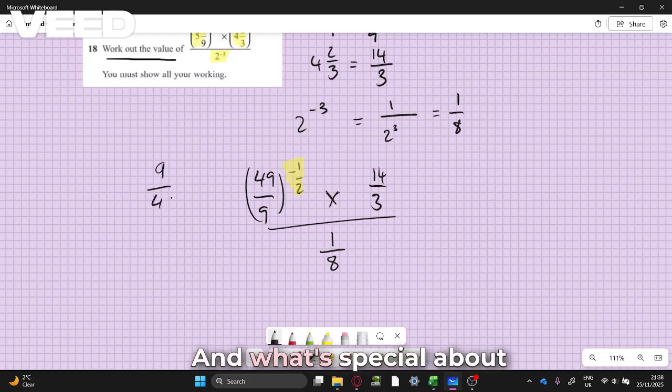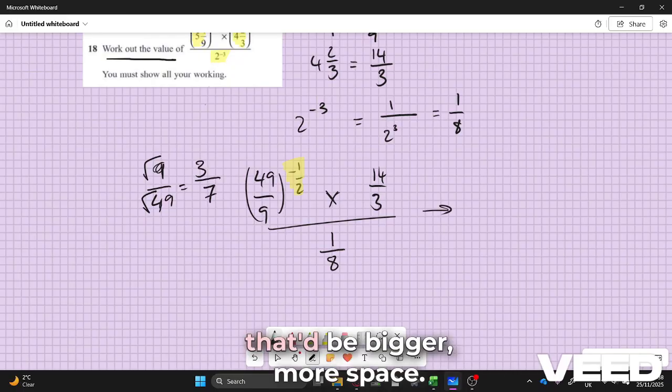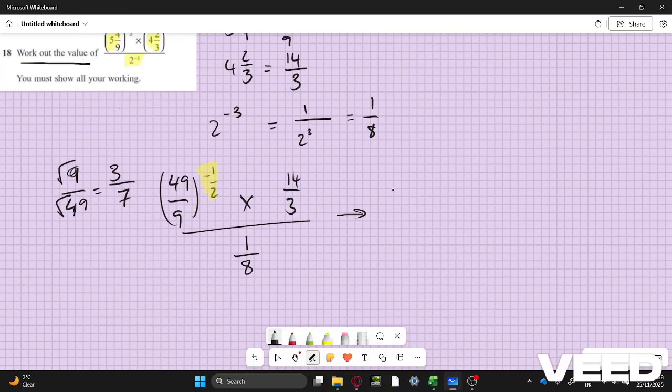What's special about these two numbers that you could probably notice is that they're both nice square numbers. And that's what to the power of a half means: it just means square root. If we square root a fraction, we square root both the top and the bottom. So that essentially would be 3 over 7. So moving here, that'd be 3/7 times 14 over 3.